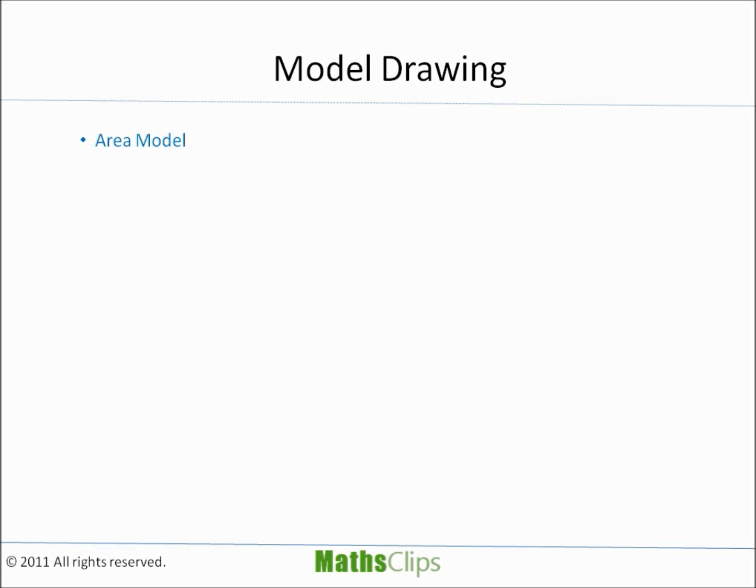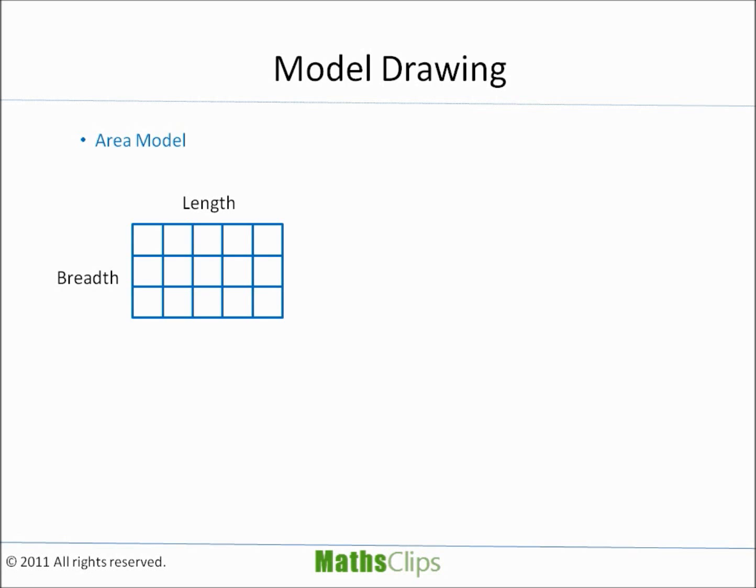In the next model, we can use an area model. This model represents the entire area in the form of a rectangle in square units. For example, the breadth of the rectangle is 3/5 that of its length.